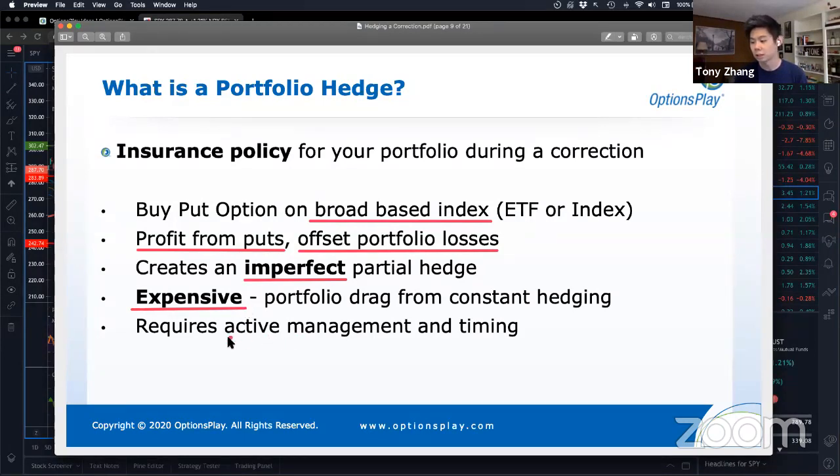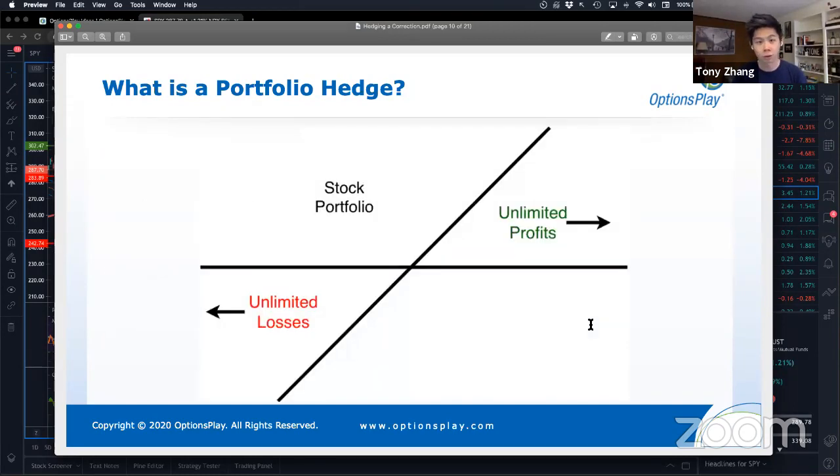So this is a strategy that requires active management and timing. And we're going to talk about some of those things here today about how to actively manage it and how to think about timing for a portfolio hedge. So just for a very quick visual representation of a portfolio hedge for those of you that are new to options trading, think of this as your portfolio. Your portfolio can either go higher if the markets go up, and it can suffer losses if the market goes down. So this is when the market goes higher, and this is when the market goes down.